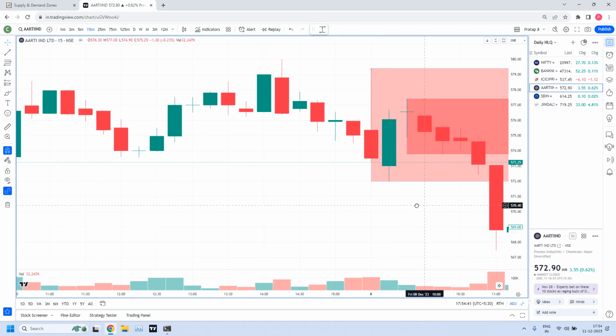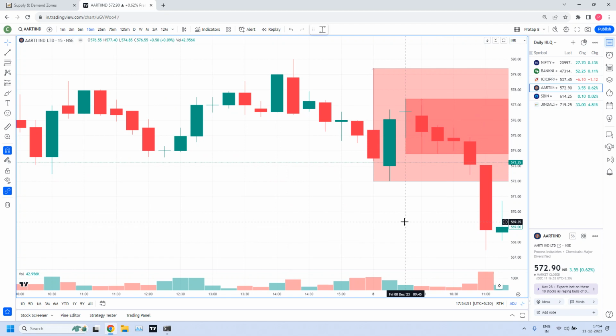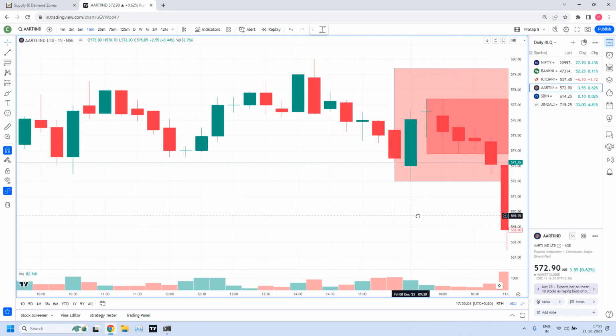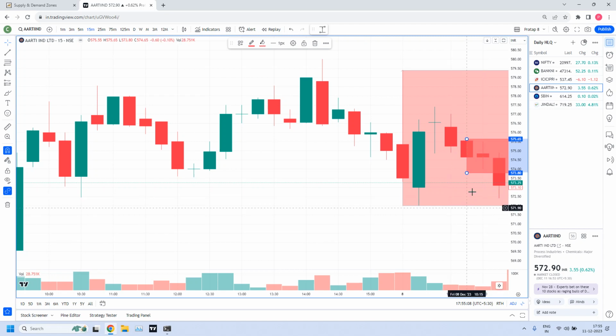Is it clear now? So we have this complete area as a base and then a drop. That way also we can consider. But what matters here is your experience. Based on your experience, you will be in a position to fine tune at the best level. If you ask me how I draw this zone, I can draw this zone like this. This is the way I draw a 15-minute zone.